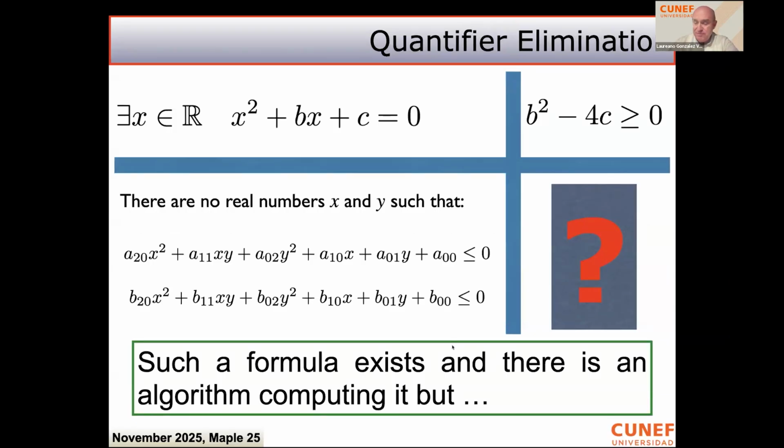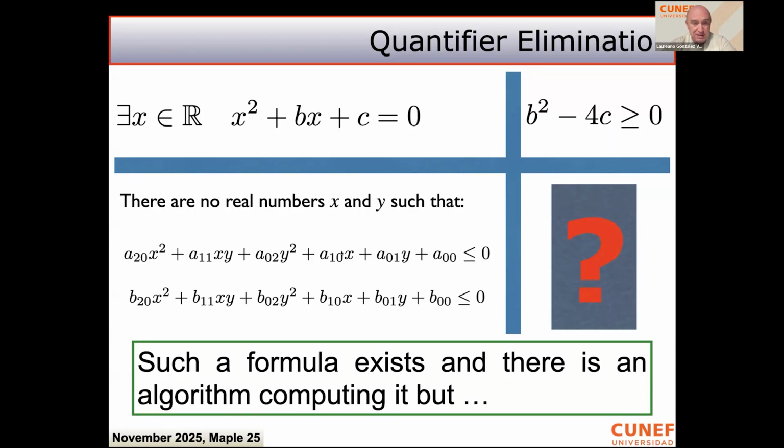Fortunately for us, coming from real algebraic geometry, there is a technique for solving this kind of problem. For example, the most typical example is looking for the conditions that b and c, real numbers, must satisfy in order for this quadratic equation to have at least one real solution, and this is equivalent to the condition b squared minus 4c bigger than or equal to 0. So what we are looking for is an equivalent formula, but for these more complicated situations.